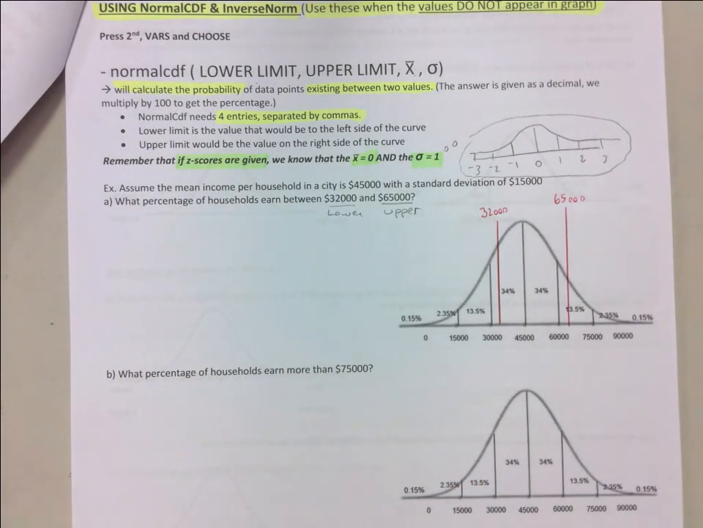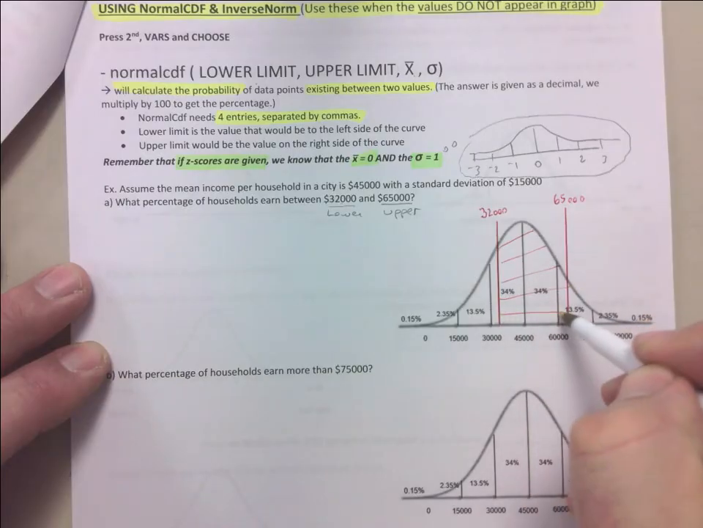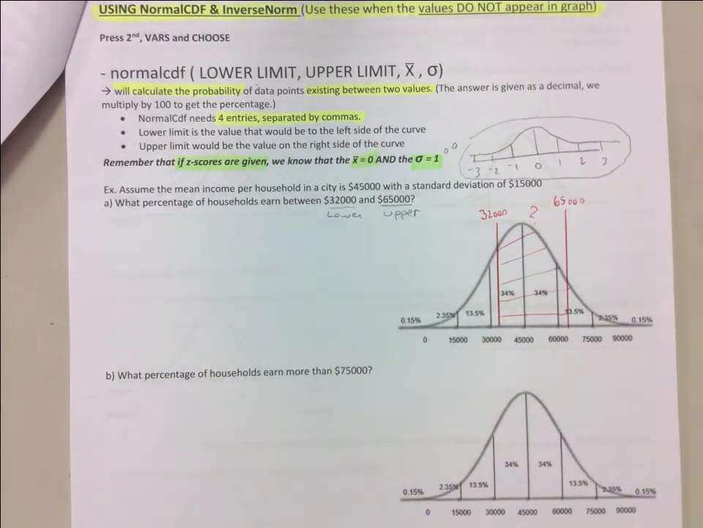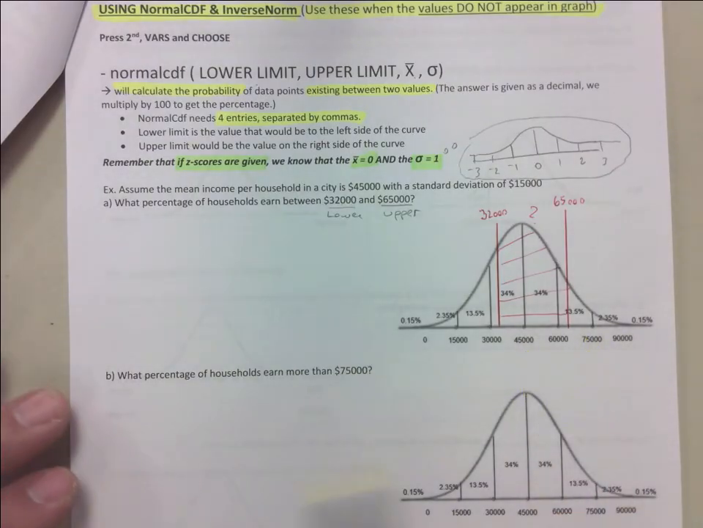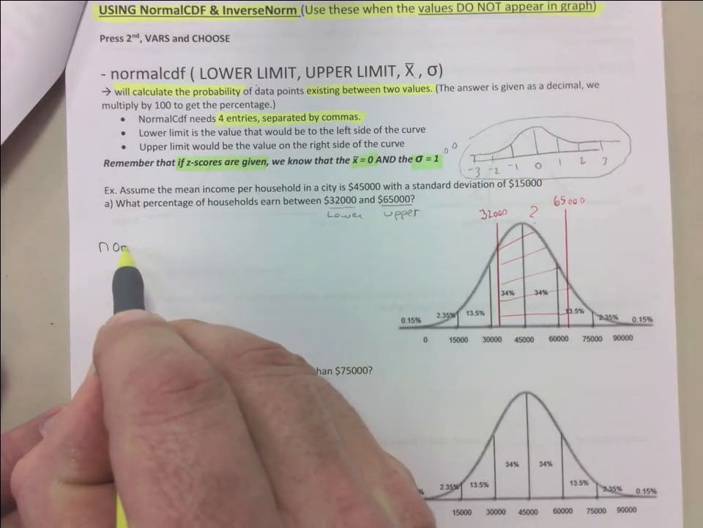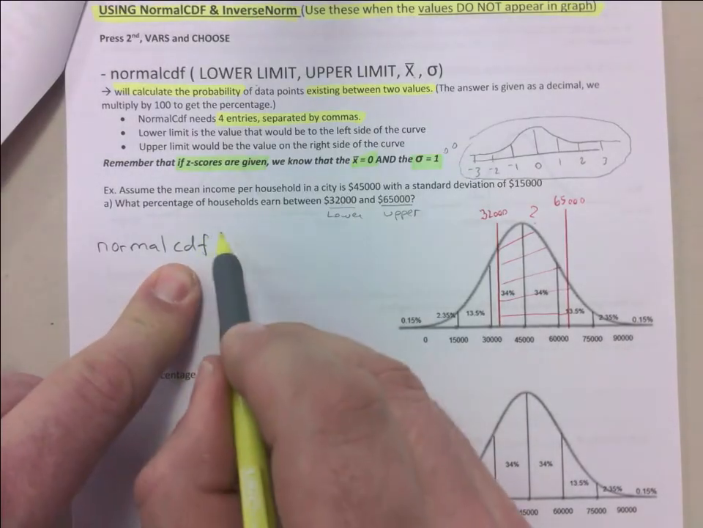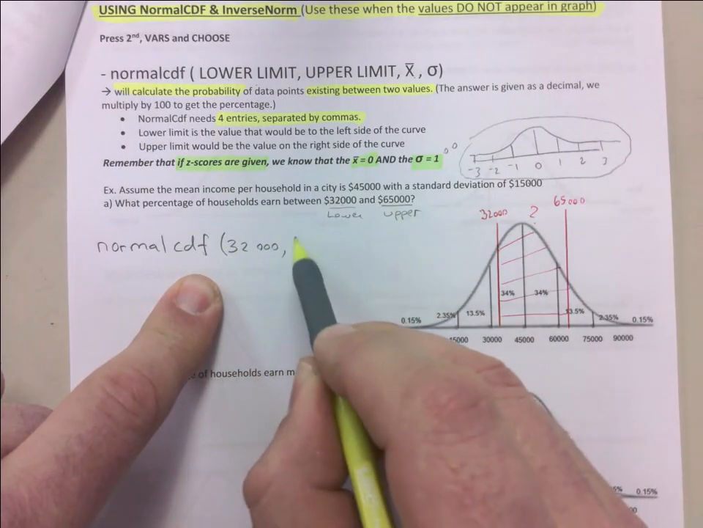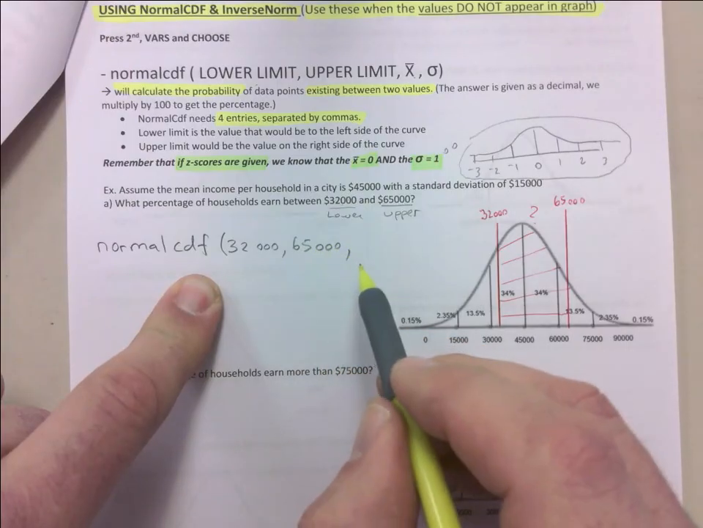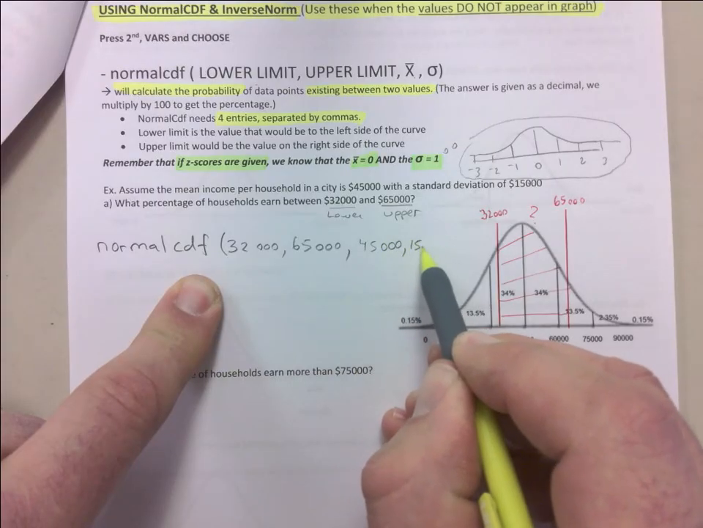There we go. So we want to know, like, what is the percentage in between? Every time you want to know probability or percentage, we use Normalcdf. You have to show me this part right here. Normalcdf. You're going to put 32,000 in here, 65,000 in there, followed by the mean and standard deviation.